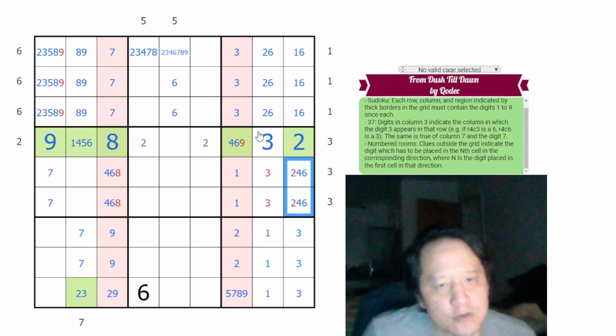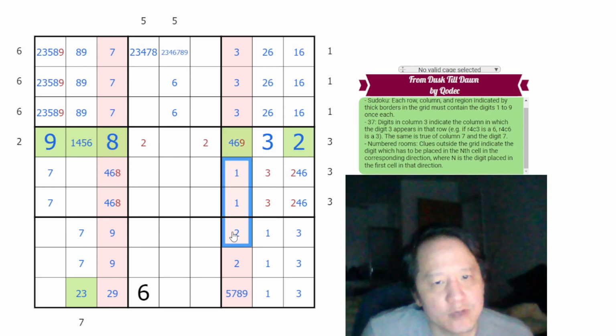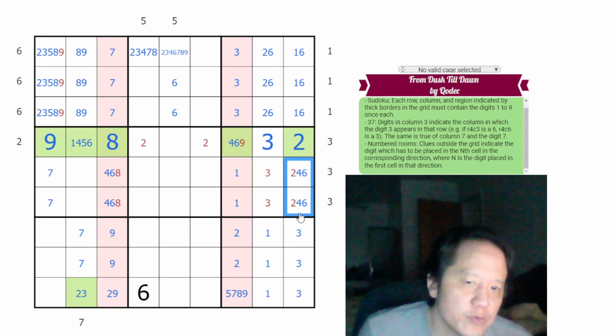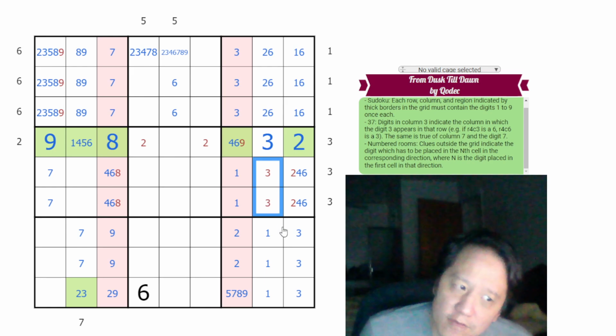Oh, interesting. So then this would be 4 or 6. This would have to be 7, 8, or 9 here. This would be 4 or 6. This would have to be 5. Does that tell us anything? I'm not really sure if it does.